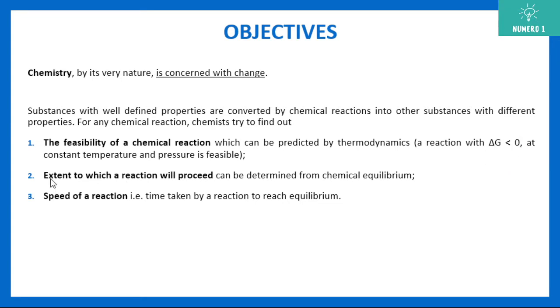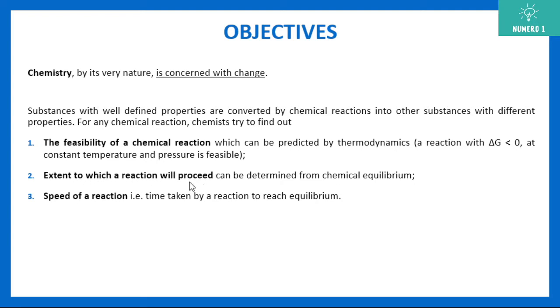Next is the extent to which the reaction will proceed. This is determined by chemical equilibrium. The meaning is how much the reaction will go ahead. Maybe the reaction will complete, maybe it will not complete, like the products are reacting very slowly. That is determined by chemical equilibrium. If you remember, it is the value of Kc. The Kc value is the equilibrium constant, which gives you the extent to which the reaction will proceed.